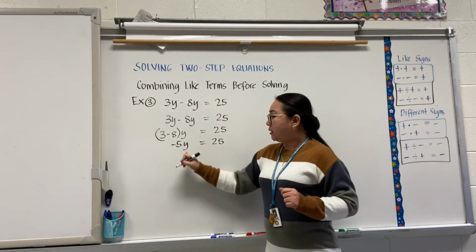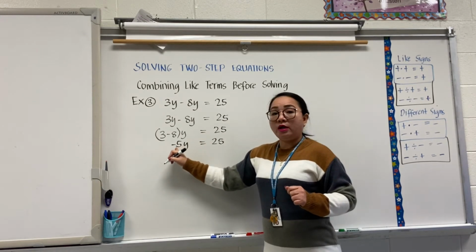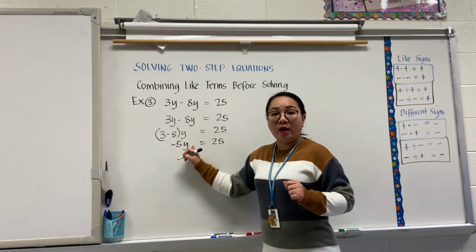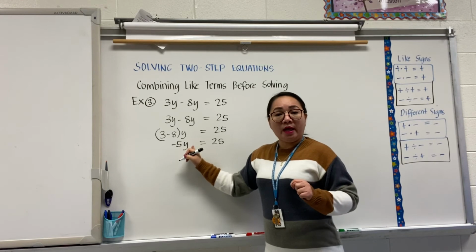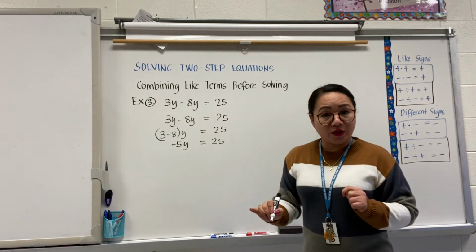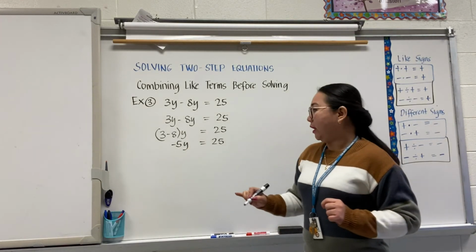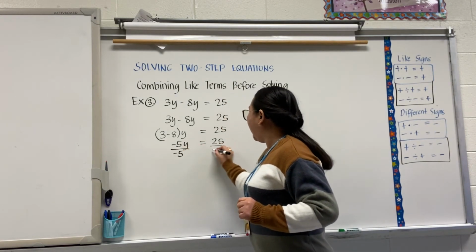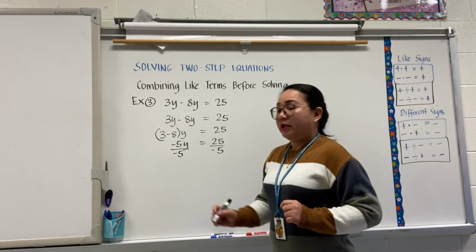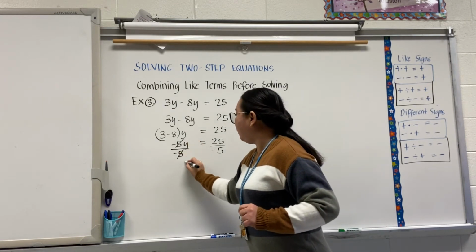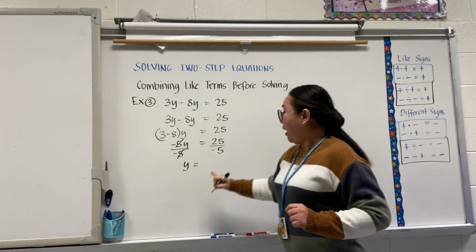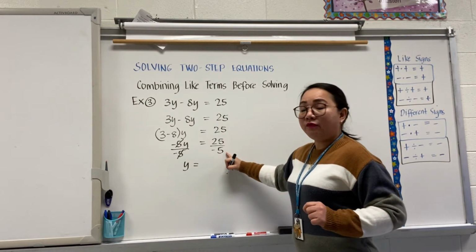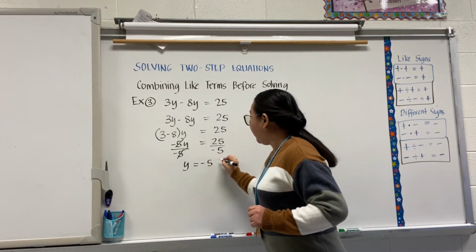Now you notice that negative 5 here is multiplied to your unknown y. So to undo the multiplication, we will apply the division property of equality. So we will divide both sides by negative 5. Then cancel this out, which will give you y on this side. And then 25 divided by negative 5 will give you negative 5.